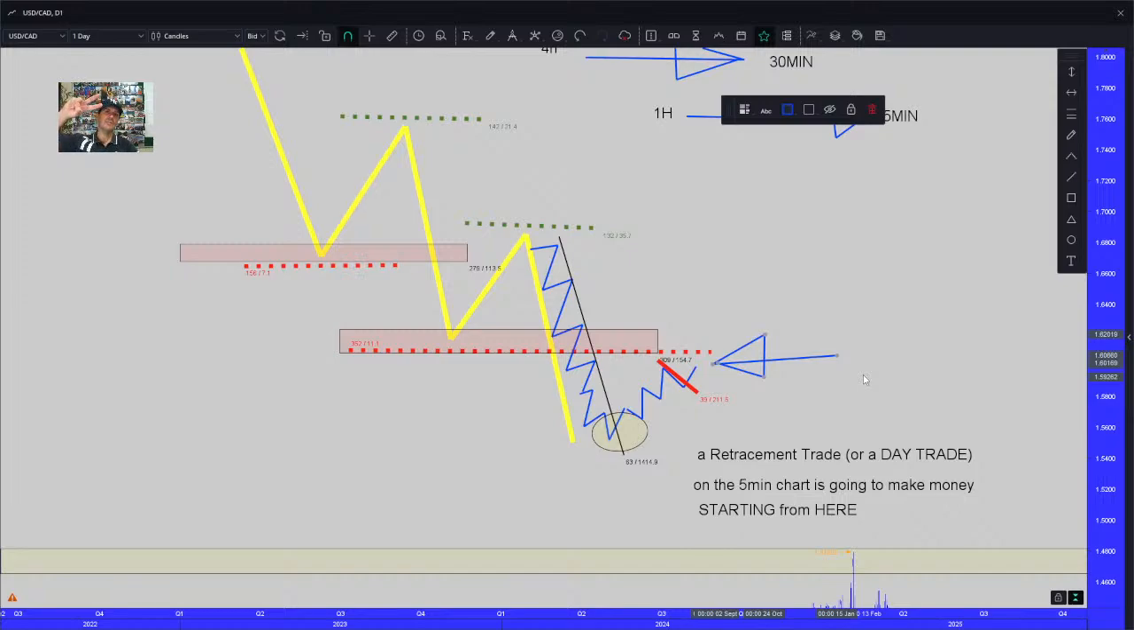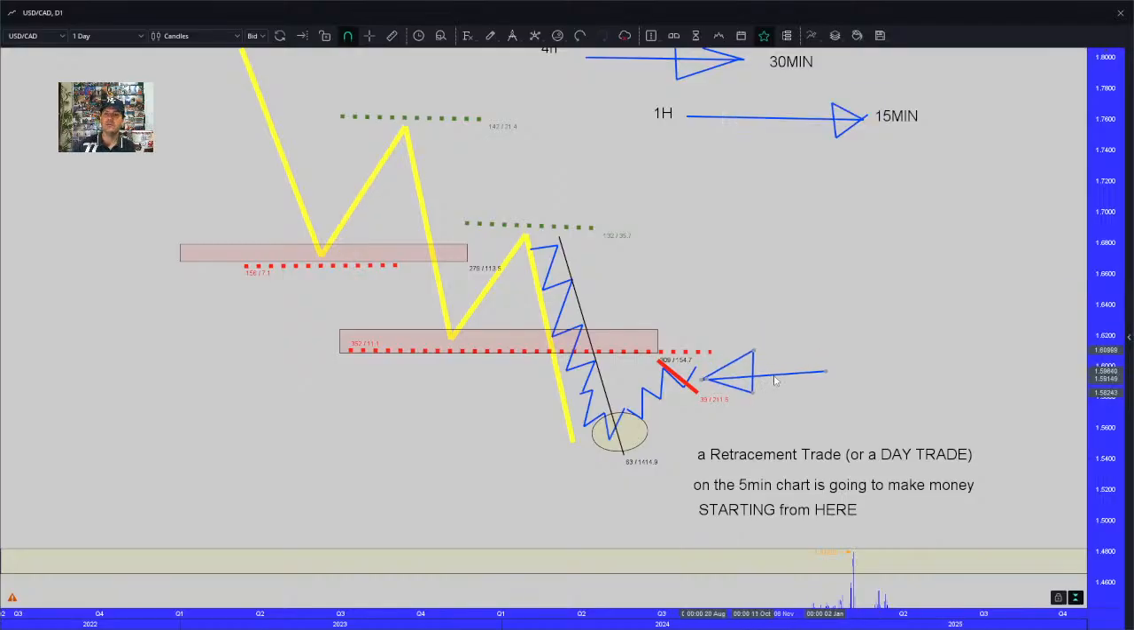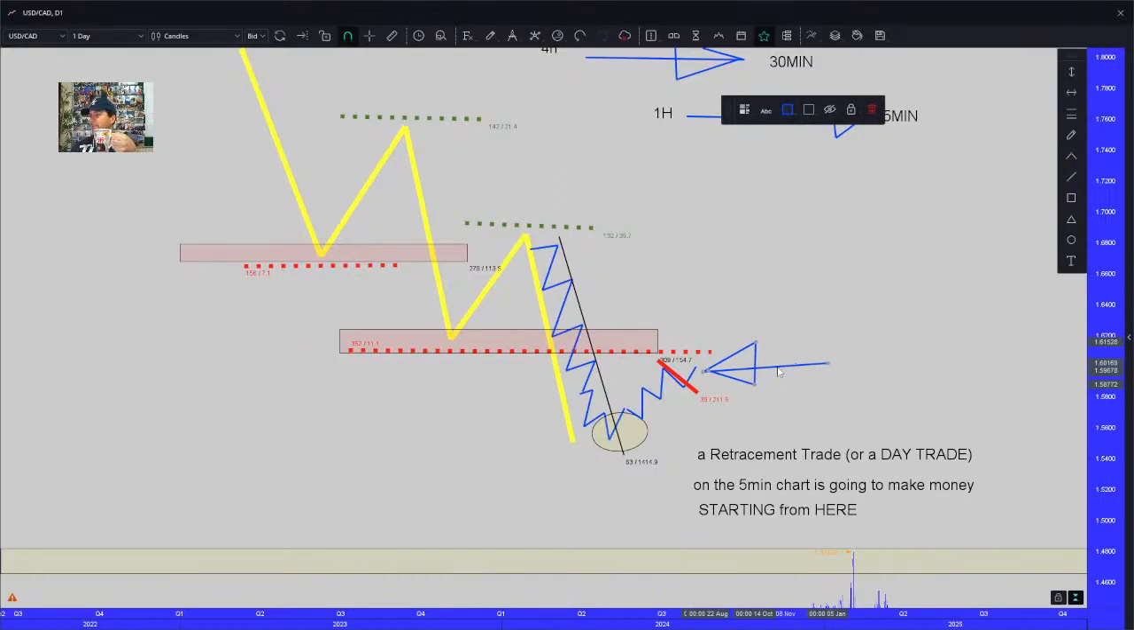Does this make sense? Is question number 1. Question number 2, why is the red counter trend line riskier? Let's see how smart you are. Type in the chat, everybody, YouTube too. Think a little bit, type in the chat, ask questions.